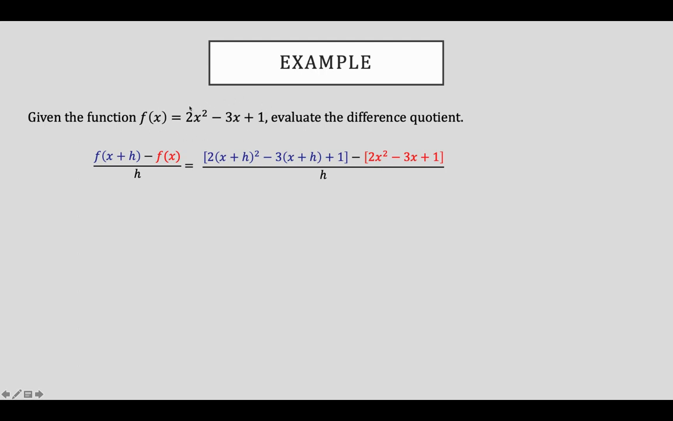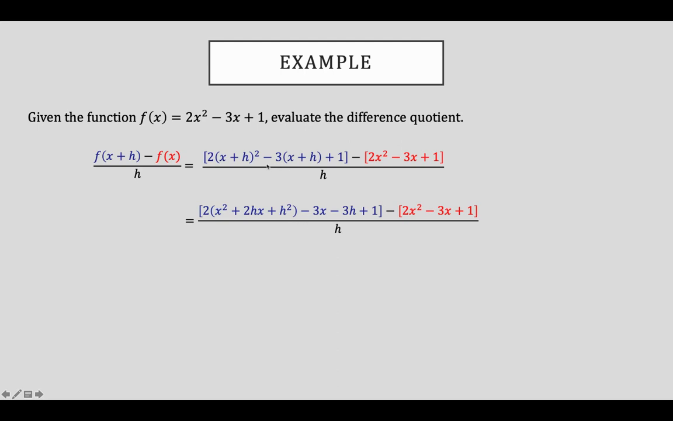f of x is equal to 2x squared minus 3x plus 1. We take that entire quantity and we divide it by h. Okay, we can continue with our algebra here. All right, expanding on x plus h quantity squared, as we said, that's x plus h times x plus h, which leaves us with 2 times the quantity x squared plus 2hx plus h squared.